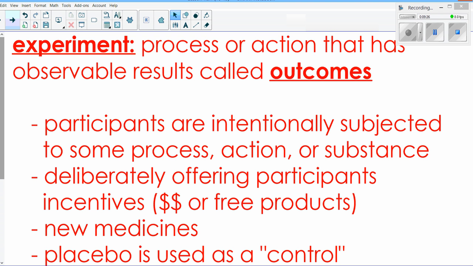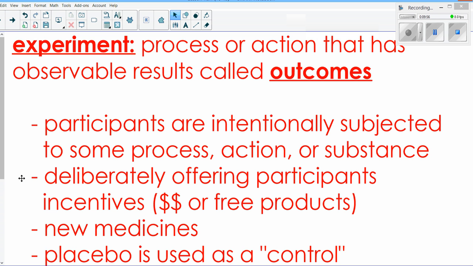Your third type of gathering information is an experiment, which is a process or action that has observable results called outcomes. So you should be doing this in your science class, or have seen it in science. Okay. This is where participants are intentionally subjected to some process, an action, or substance, and where they are deliberately offering participants incentives, money, free products, something like that.